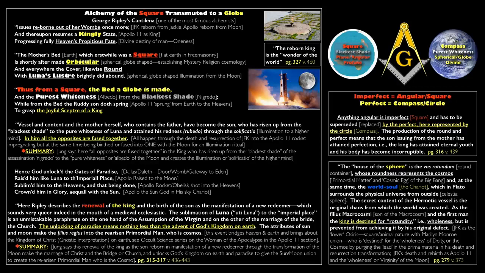The gates of paradise. And so raising Luna, like the moon, to the heavens, crowning the sun with glory. So raising the sun like the moon, up to the heavens where the moon is, and the glory, this is all synonymous with this alchemical teaching. And he says here that Ripley says the renewal of the king is the son manifests as a new redeemer. So we have JFK Jr., the son, on the funeral, his third birthday and the third day. And then we have the Apollo 11 son, the higher nature, going up to the moon.